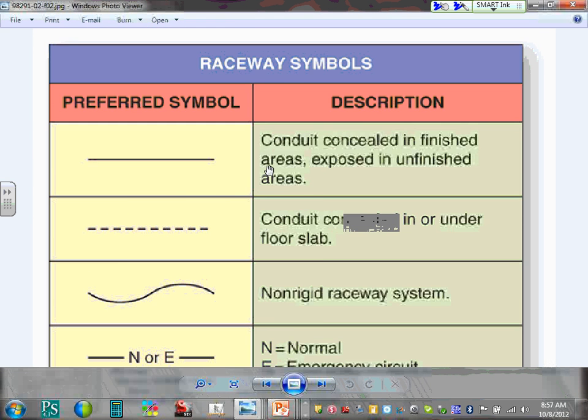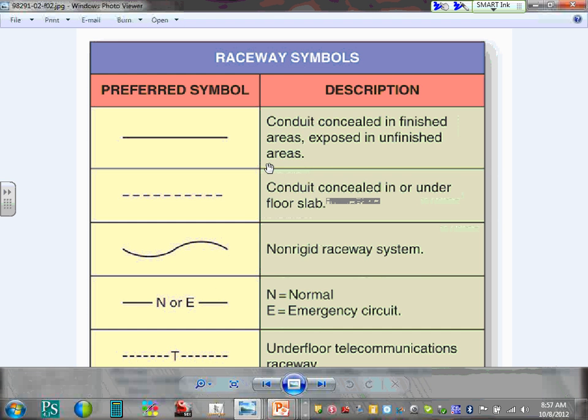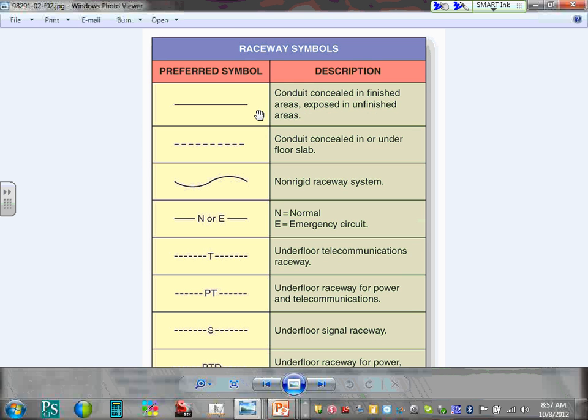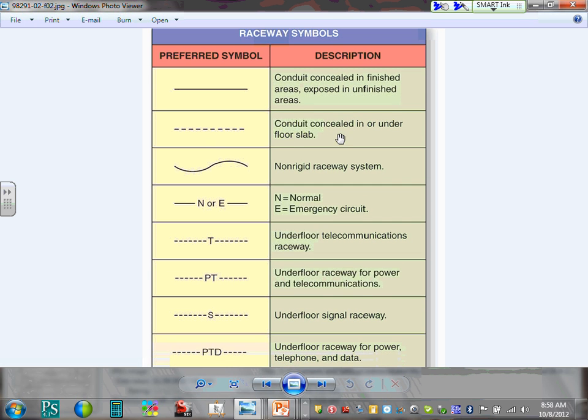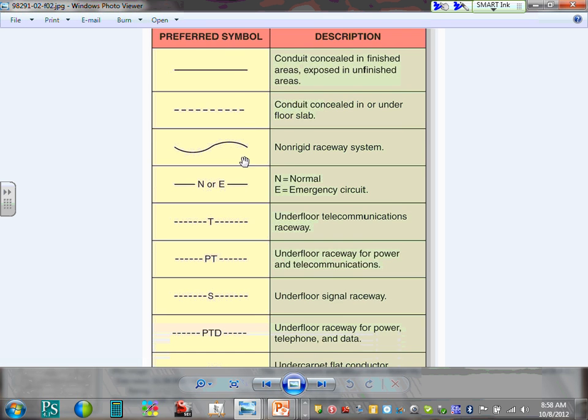Here are the symbols that they use, because the symbols are not in the blueprints. We have a list of symbols that I want you guys to use. You already loaded the symbols in our Revit MVP, but here's Kerry, if you're confused about something and it's not in the symbol list and you need an example, here's an example. For example, conduit concealed in finished areas, exposed in unfinished areas. This is a symbol they can use for it. Conduit concealed in or under a floor. That's where we use these symbols.